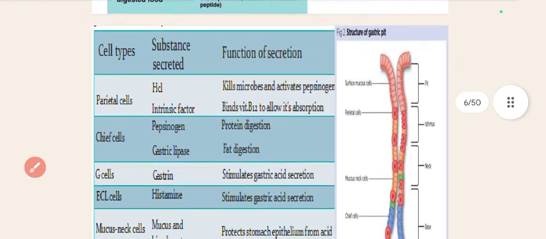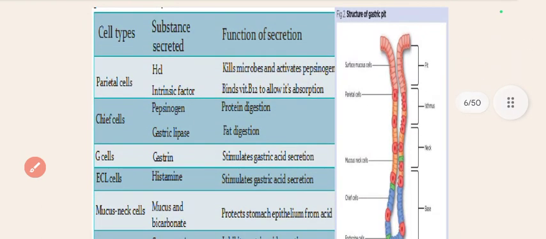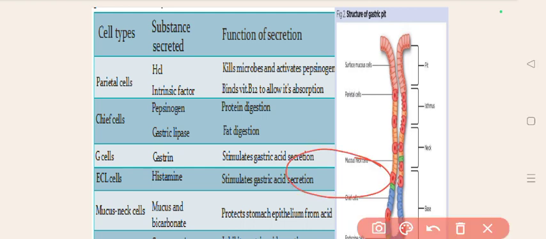Now this is how the HCl is secreted. There are three phases. First is the cephalic phase, then second is the gastric phase, and third is the intestinal phase. Now we'll see what are the various cells present in the gastric mucosa and what are their functions. First of all, the cell type is the parietal cell. Parietal cell is very important, and this parietal cell will secrete the HCl.